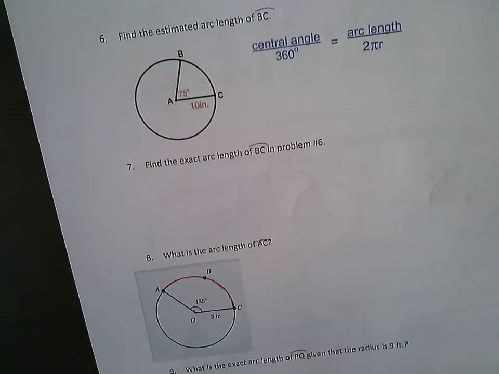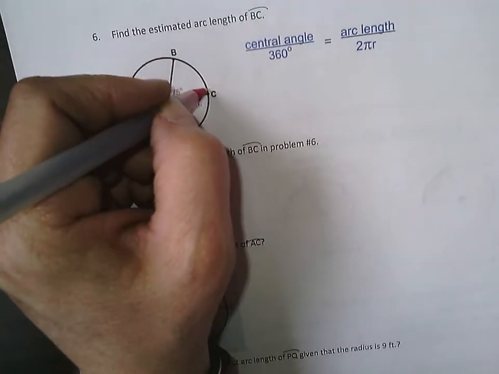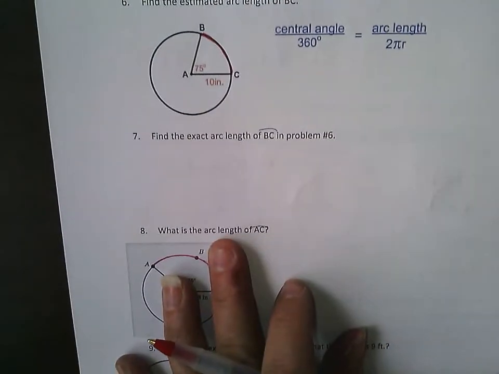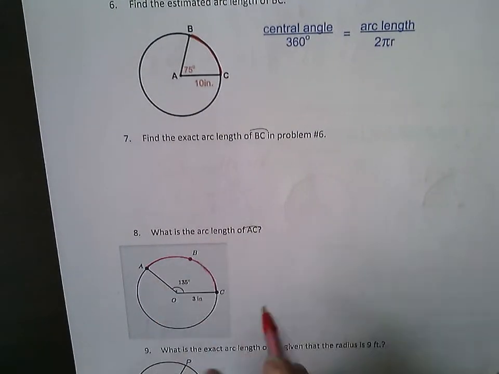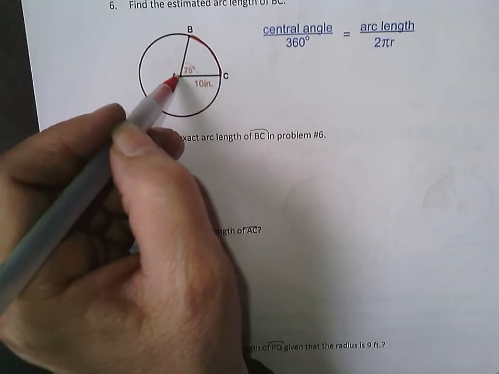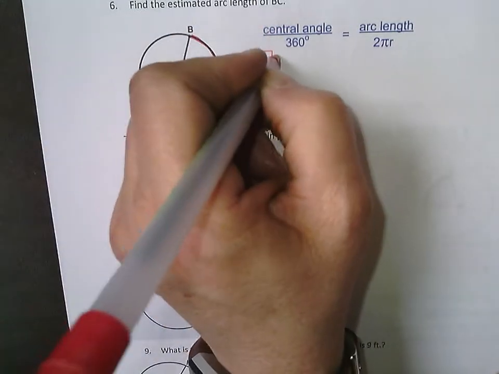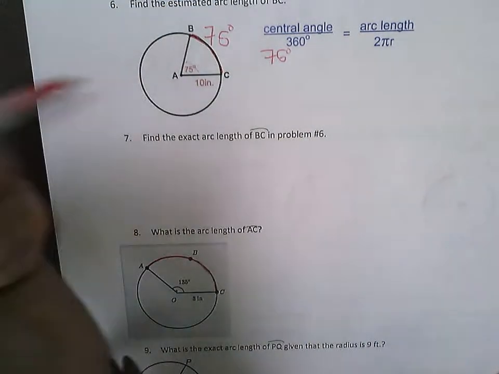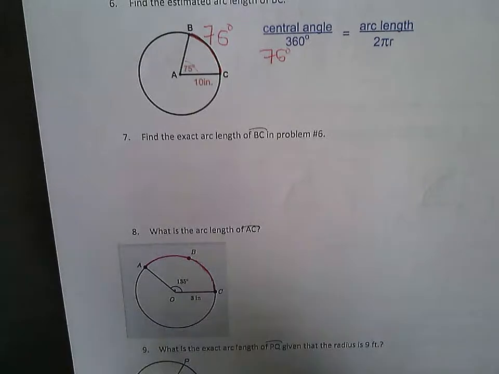All right, let's look at some problems so we can put this together. So looking at in here, we have the estimated length of arc BC. So this is the one we're looking for right here, arc BC. We have our formula already written down, so let's plug in our values. We know that the central angle is 75 degrees. We also know that this arc length is 75 degrees, but we're going to change the units.